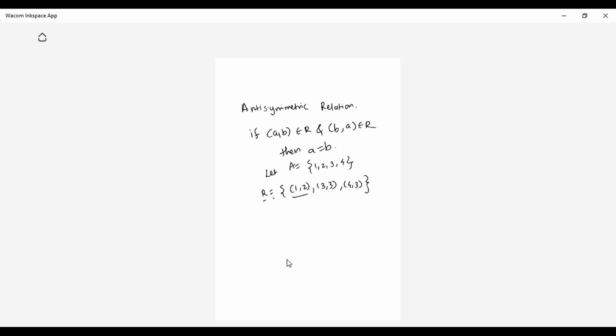See, is 1 2, 2 1 there here? No. We are having 1 2 but not 2 1. It is absolutely okay. Is 4 3, 3 4 there here? No. So 4 3, 3 4 is not there. So absolutely okay. What about 3 3, student? So what is the definition? A comma B and B comma A. Here A comma A is 3 3. What will B comma A be? 3 3. So A is equal to B. So A and B are equal, so this definition is satisfied, and that's why it is an anti-symmetric relation.